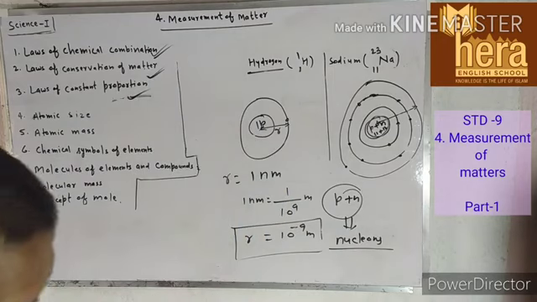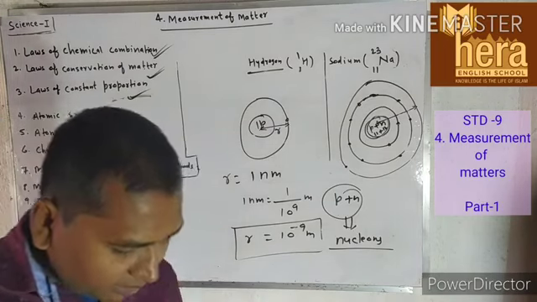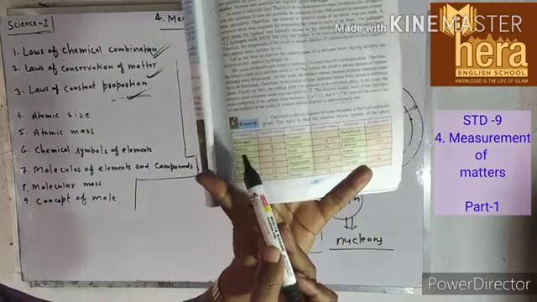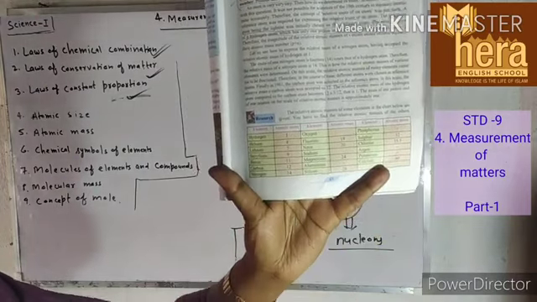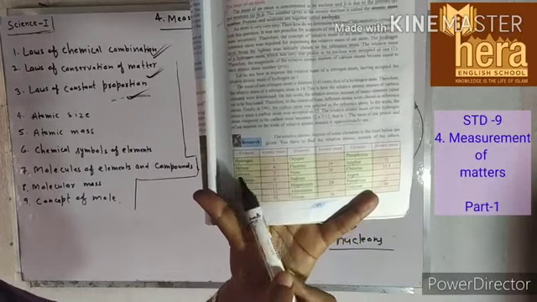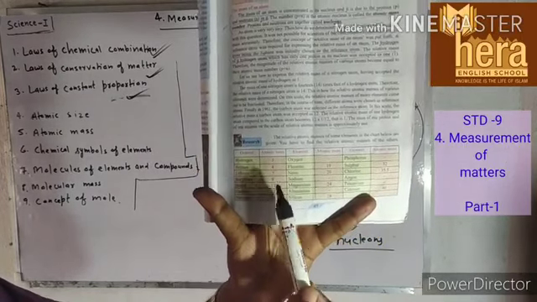On page number 49, elements are given, and if you want to see this, elements and atomic mass: hydrogen atomic mass 1, helium atomic mass 4, lithium 7, beryllium. So you can read this.